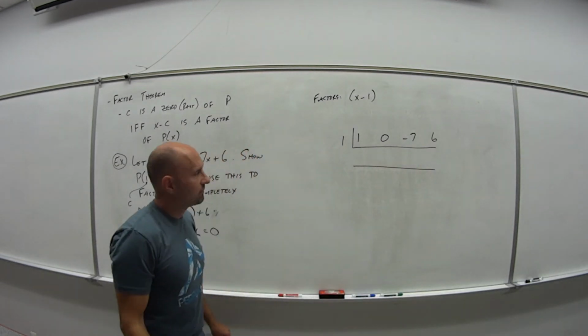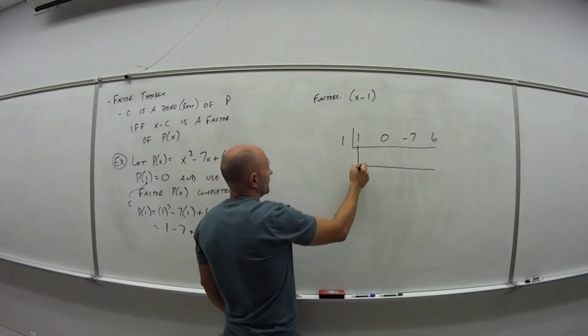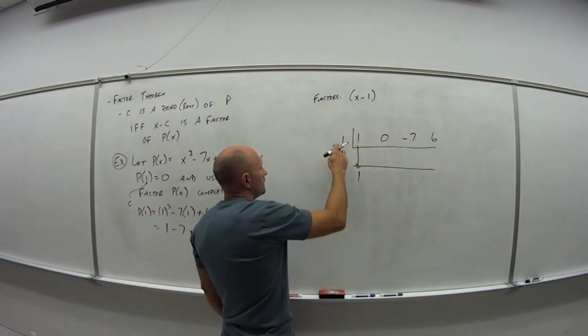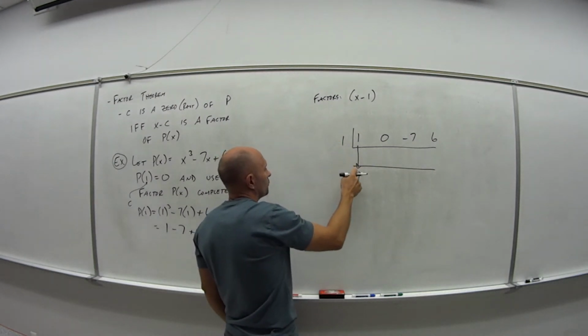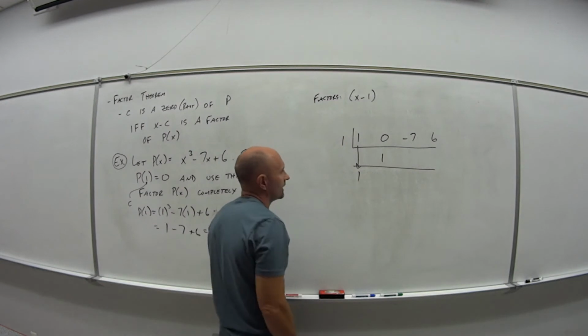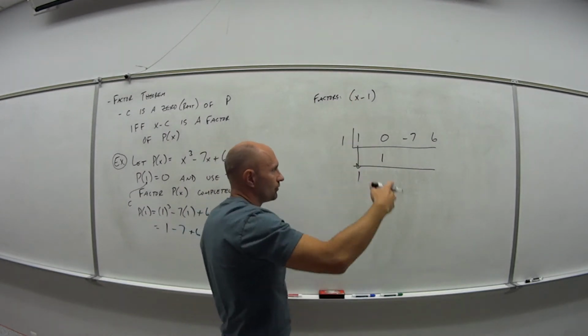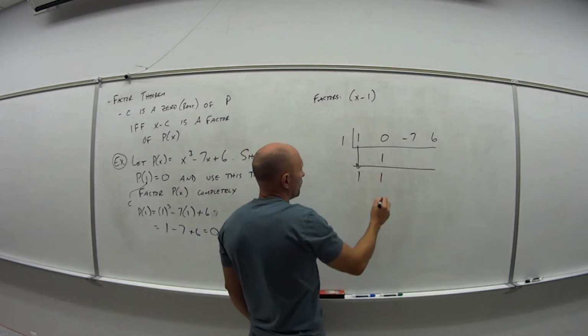So by synthetic division, what do we do? First thing, bring down the 1. Multiply these two. 1 times 1 is 1. Bring that up to the second line. Now just add down. 0 plus 1 is 1.